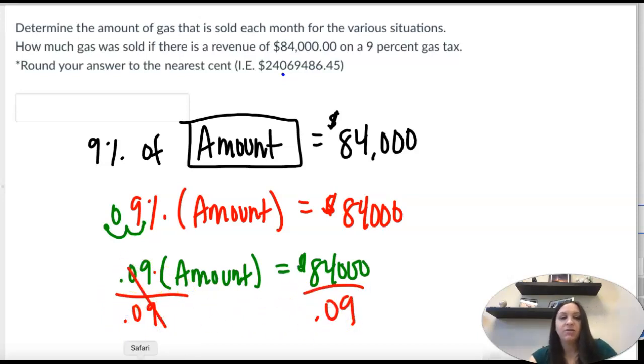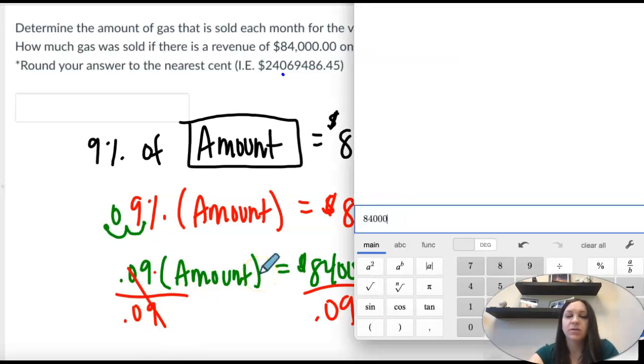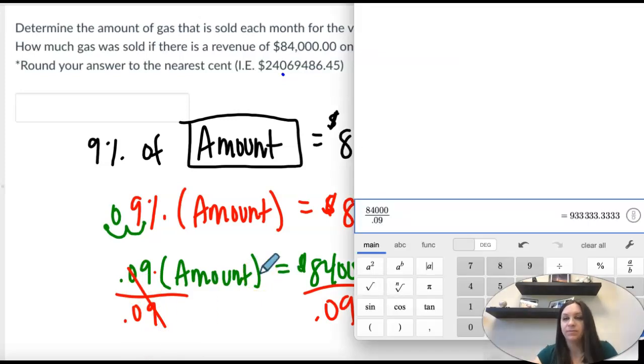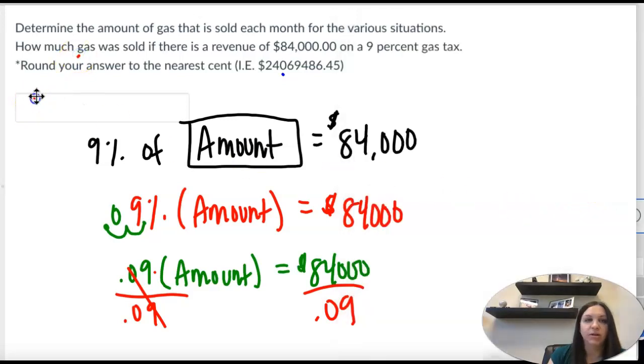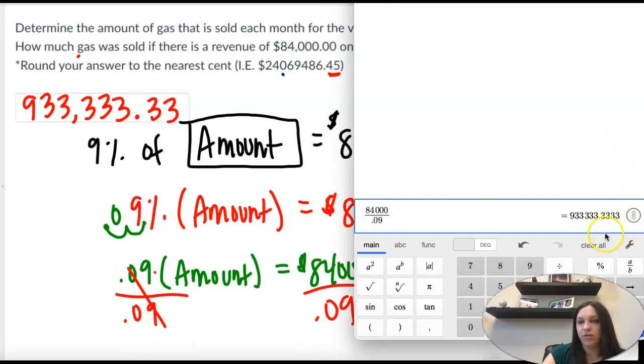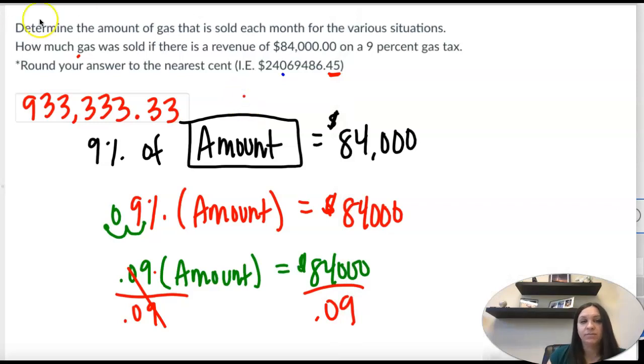So we're going to take 84,000 in Desmos, divide it by 0.09. Ooh, that's a lot. 933,333. And then we're rounding to the nearest cent. That means 2 numbers after the decimal. So 0.33. So that's how much money they charged for gas, or the amount of gas, and then 9% tax ended up being 84,000.